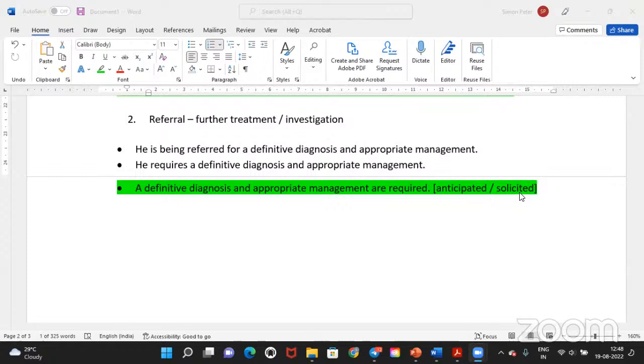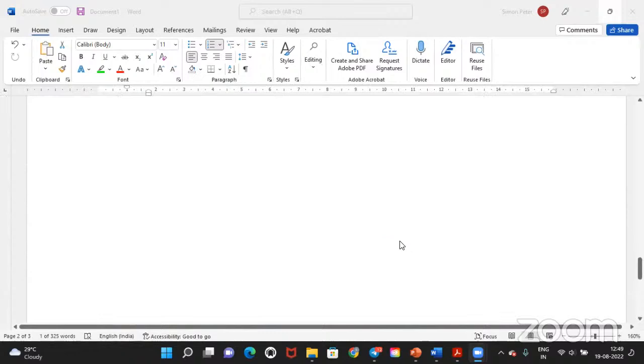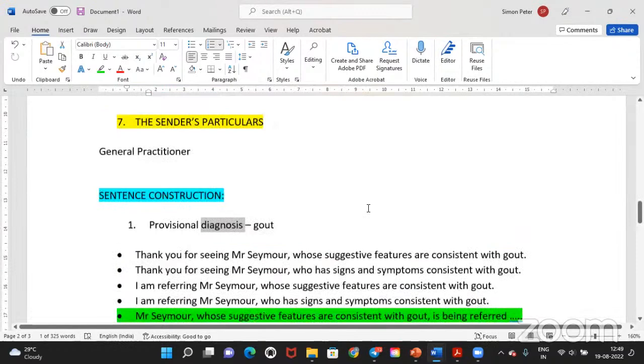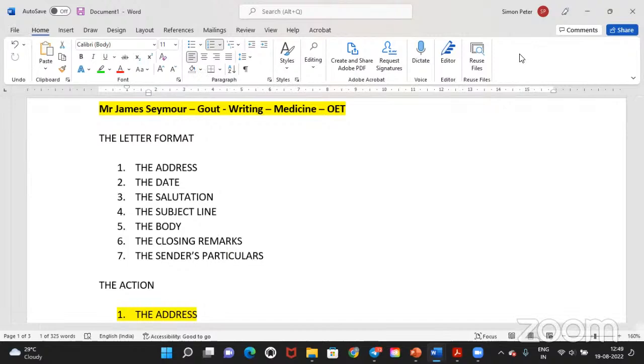I'll be sending you the link personally. You can write this letter and I'll correct it. You have 1 hour to write the letter. The case notes are already there; I have sent them to you in the groups, so you can take them there. I will also send them to you personally. And a sample letter is also there. So you can take all these things. So we are leaving.